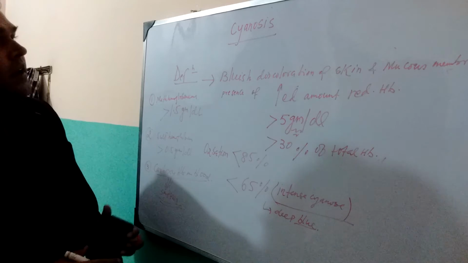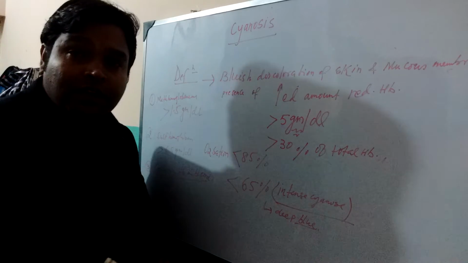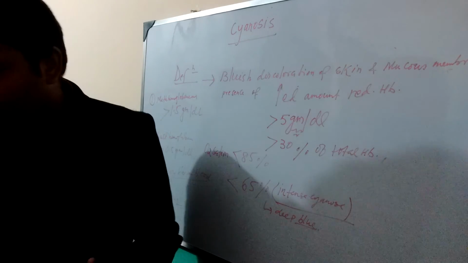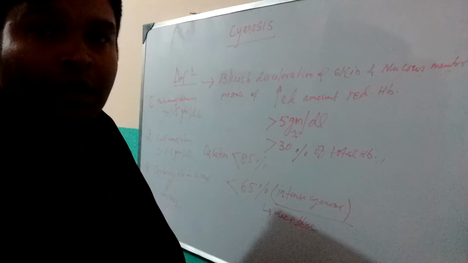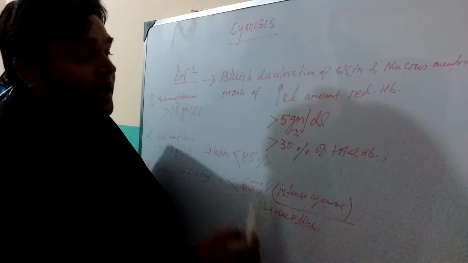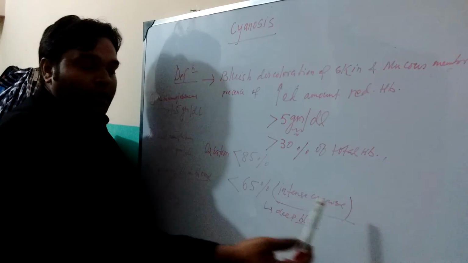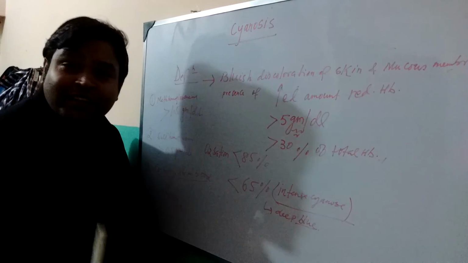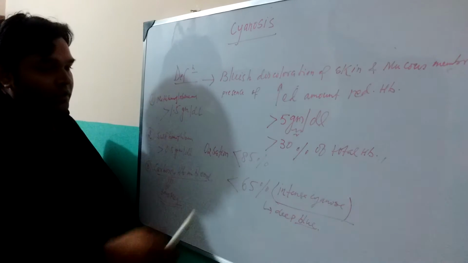We will discuss differential cyanosis and the types of cyanosis in another lecture. So, to conclude, cyanosis is bluish discoloration of skin and mucous membrane, and the reduced hemoglobin should be more than 5 gram per deciliter, and or the reduced hemoglobin should be more than 30% of the total hemoglobin. Oxygen saturation should be less than 85%, and when oxygen saturation is less than 65%, it is very critical and the patient may go into the spell.